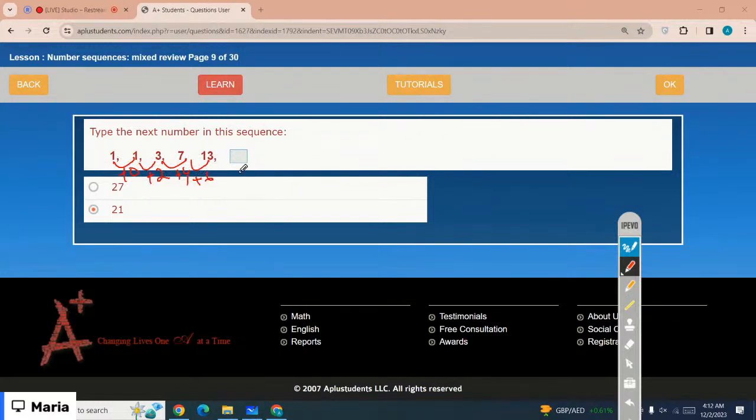So the next one, you have to add 13 plus 8, and 13 plus 8 is 21. So the next number in the sequence is 21. Got it? The correct option is 21.